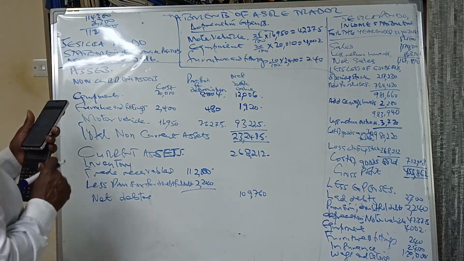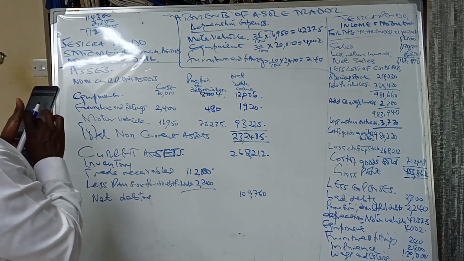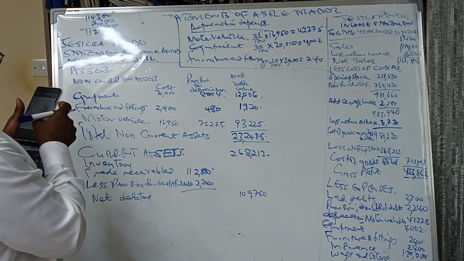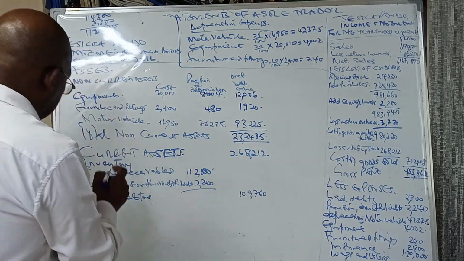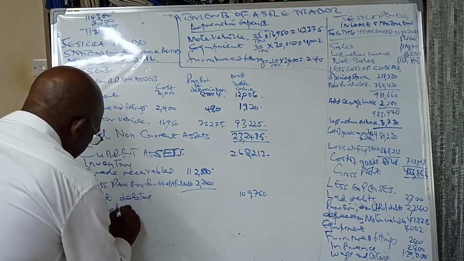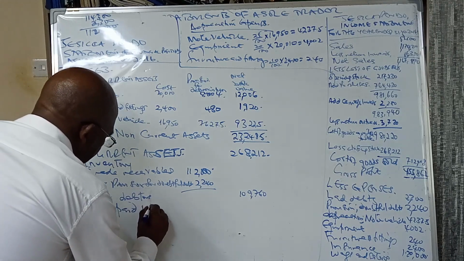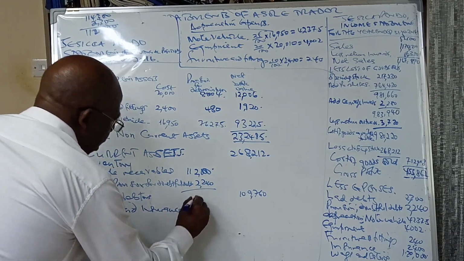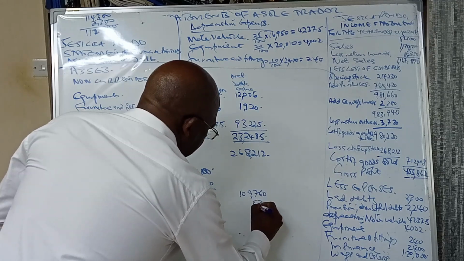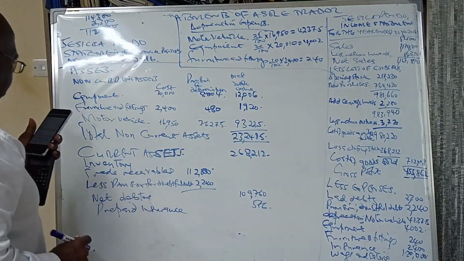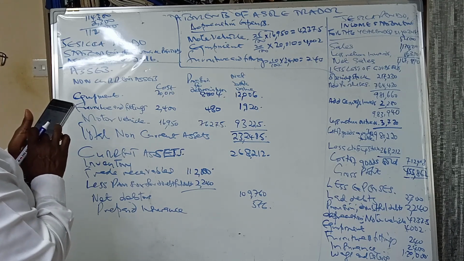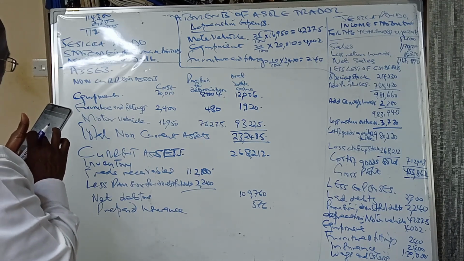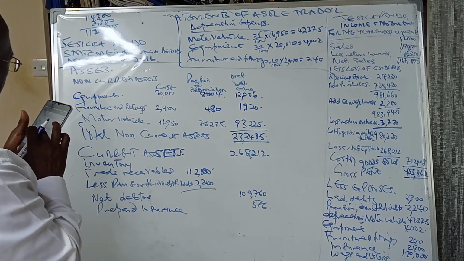Then we look for the prepayments. We said from our additional information that insurance was prepaid by 576. So we add prepaid insurance, 576. Then we look for bank and cash.